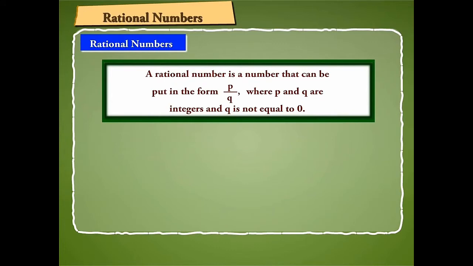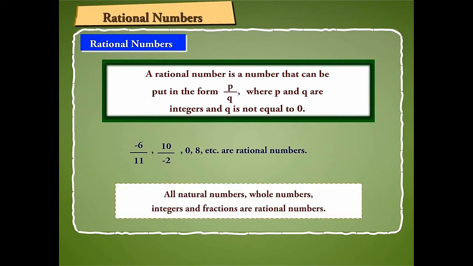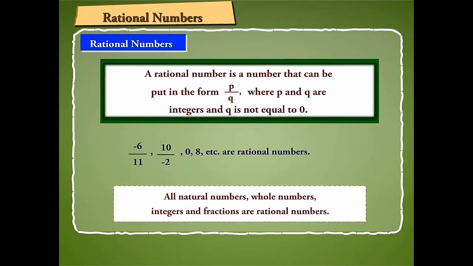Rational numbers. A rational number is a number that can be put in the form p by q, where p and q are integers and q is not equal to 0. Here, p is the numerator and q is the denominator of p by q. So, minus 6 by 11, 10 by minus 2, 0, 8, etc. are rational numbers. Thus, all natural numbers, whole numbers, integers and fractions are rational numbers.